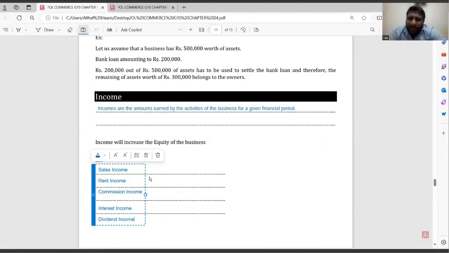It is the return for what kind of investment? Dividend income is the return that we are getting if we invest our money in the shares. I have invested my money in Dialog. So for the money that I have invested, Dialog should give me a return, no? The return that they are giving is dividend. For me, it is dividend income.